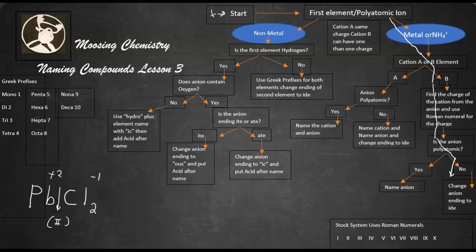Okay. And now we're going to go ahead and do this name. So we're going to go lead, then change the anion ending. So this is going to be lead(II) chloride. Wow. Hey, to prove that lead has multiple charges, let's look at another version of lead, okay?